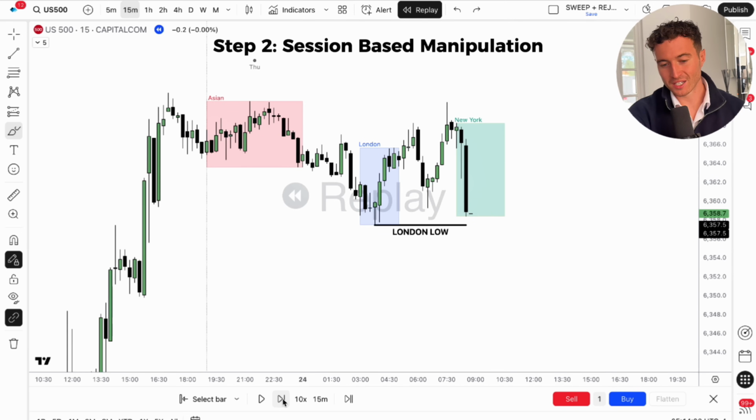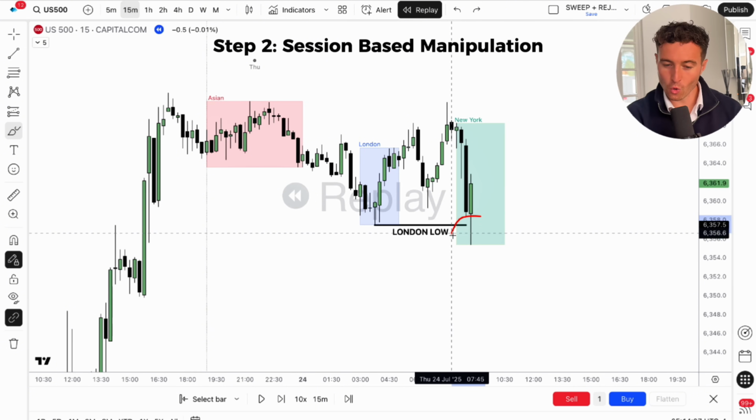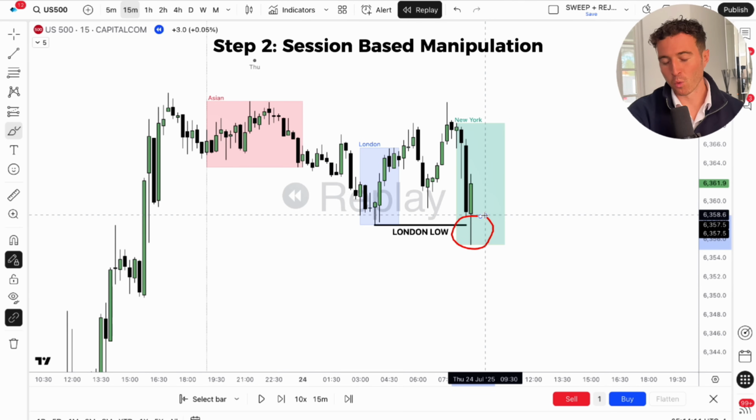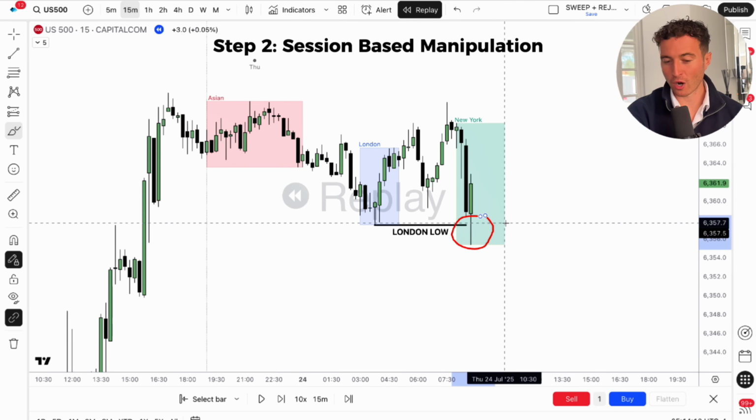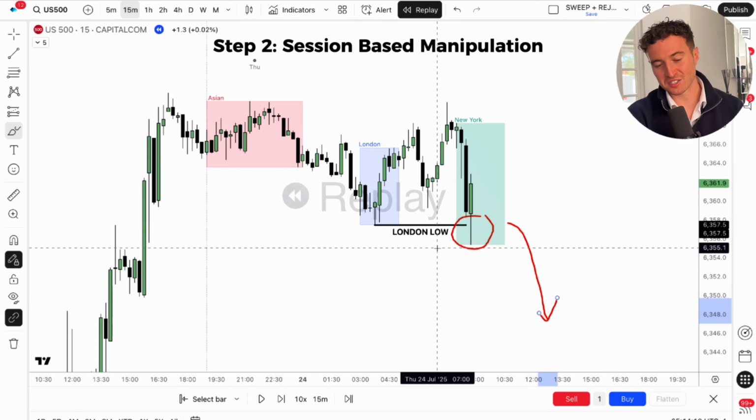As you can see, price starts pushing lower to the downside, running below this London session low. What this is going to do is trap traders short into the market, thinking that this is a breakout to the downside. And so this is going to induce them short.